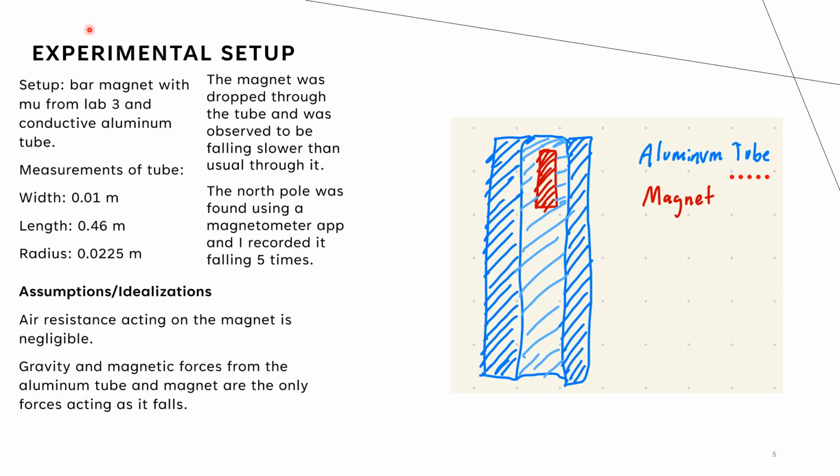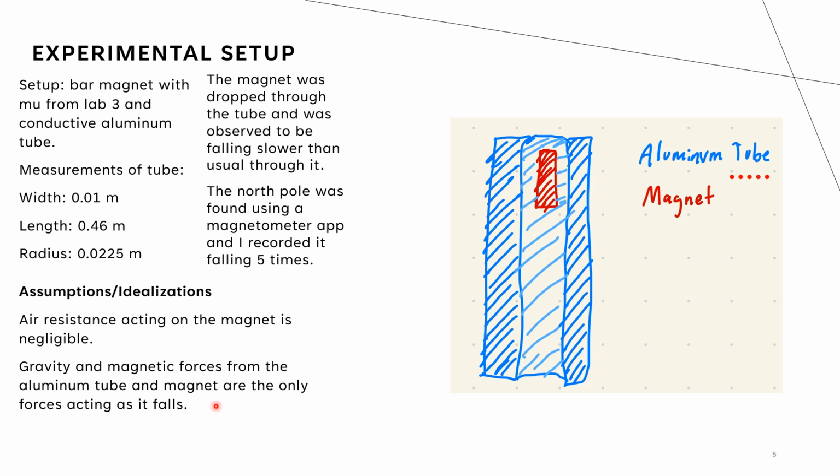So this is the experimental setup. The bar magnet with a mu from lab 3 in the conductive aluminum tube. The magnet was dropped into the tube. This is how the lab went and it was observed to be falling slower than usual. The north pole is found in the magnetometer app, and I recorded it falling 5 times in the data table on the next slide. These are the values of the magnet and the tube. These are the tube's width, length, and radius.